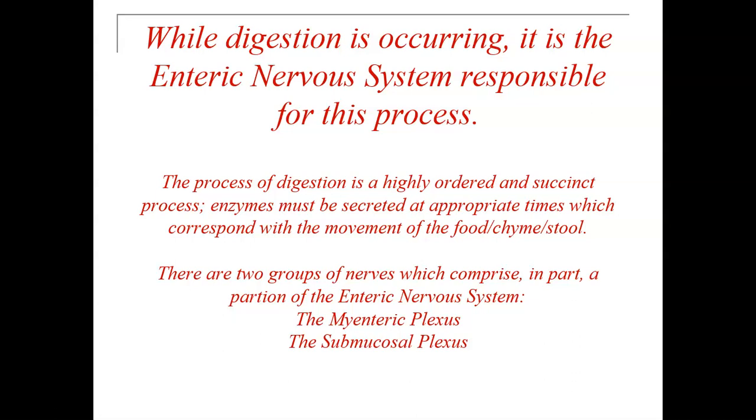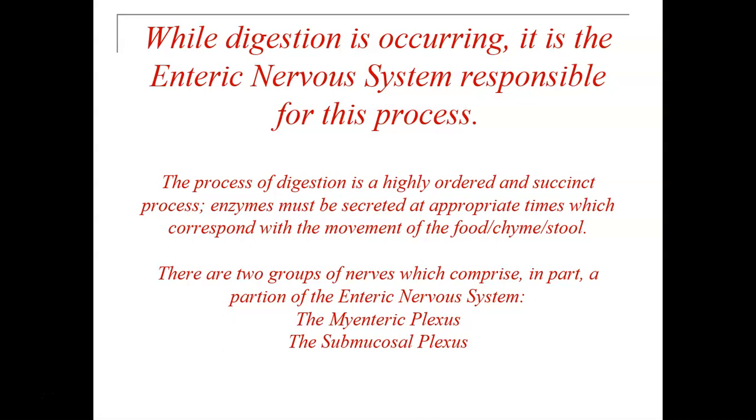Now, at the beginning of the semester we talked about the nervous system for quite a number of weeks. Something called the enteric nervous system. That's the portion of the nervous system which regulates the GI tract. We're going to see a chart here in a minute, but the enteric nervous system is able to function independently on its own.